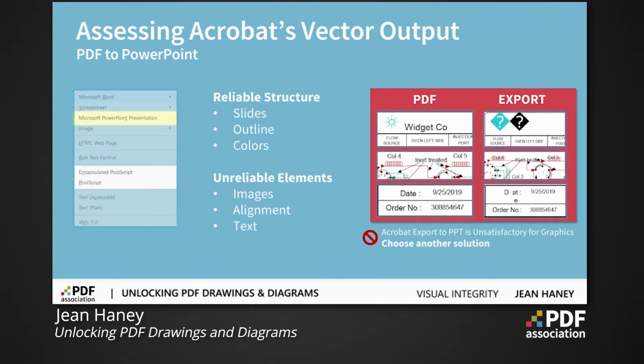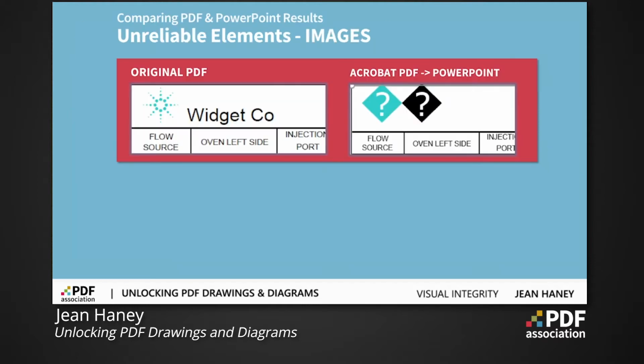Acrobat's PDF to PowerPoint export delivers a reliable presentation structure with slides, outlines, notes, and color intact. Unfortunately, it's not as successful with the graphics. Look at three areas for comparison. The left is the original PDF, and the right is the exported PowerPoint slide. Let's take a look at the images. The original PDF had images for the logo and company name. These are lost in the PowerPoint output, where we just see placeholders for them.